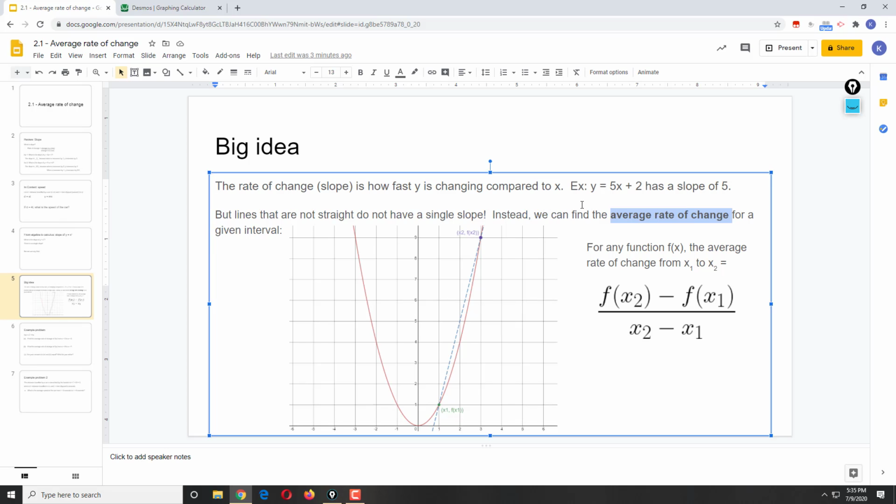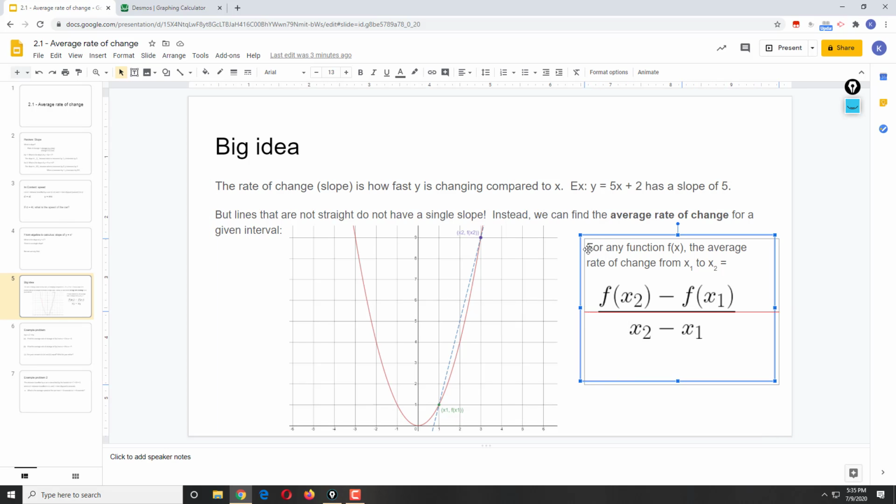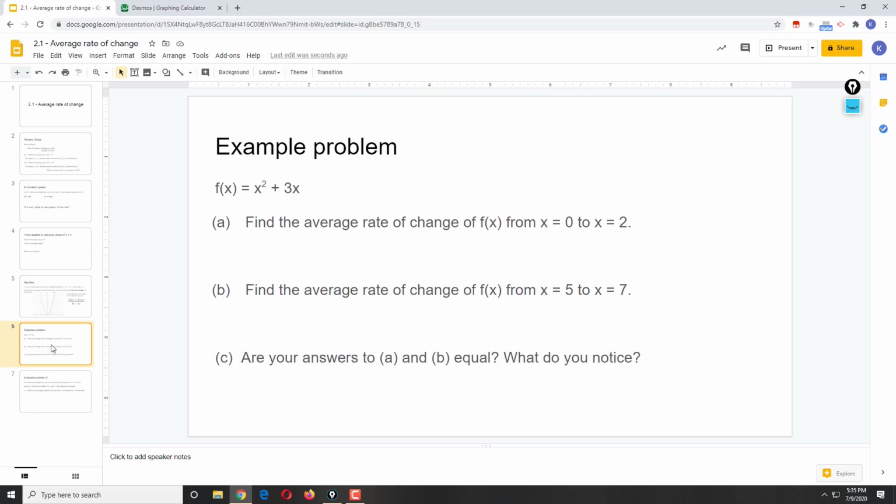To summarize the general idea, for any function f of x, the average rate of change from x1 to x2, in our example earlier, x1 was 1, x2 is 3, is just f of x2 minus f of x1. That's equivalent to the y2 minus y1 of the slope formula. That's the rise, over x2 minus x1. That's the run.